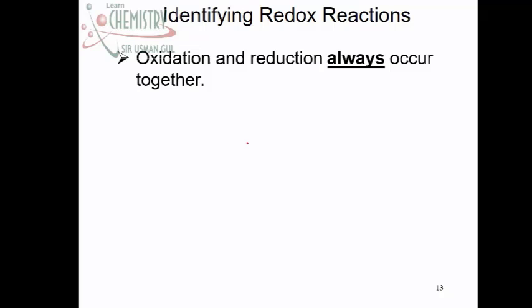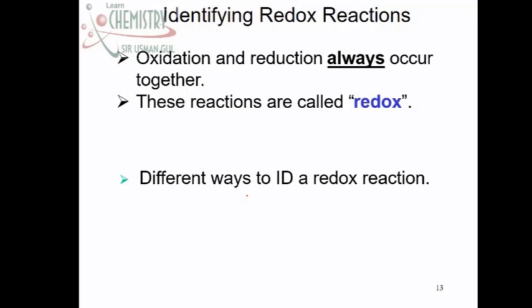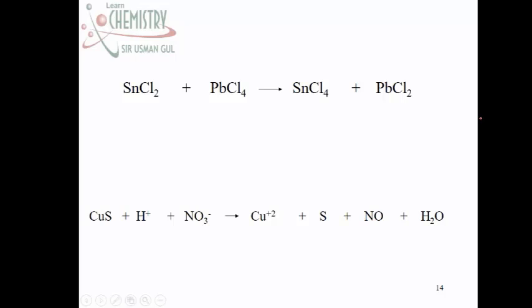Number one thing we have to understand is that oxidation and reduction always occur together, and these reactions are called redox. There are many different ways to identify a redox reaction, but the best way is to look for the change in oxidation state. Now let's understand this with a few examples. How will we understand which substance is undergoing oxidation and which is undergoing reduction?